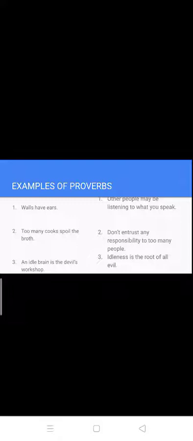So I have listed 3 examples of proverbs and I have also listed the meanings. One example of these are English proverbs. These might not be very familiar to you. We know proverbs from Malayalam, but I have given examples of certain English proverbs. So the first example is walls have ears. Now this statement does not mean that there are walls which actually have ears. What does this mean? Other people may be listening to what you speak.